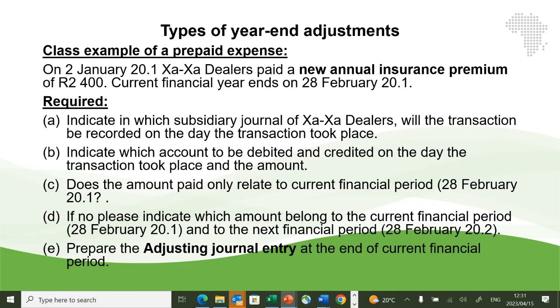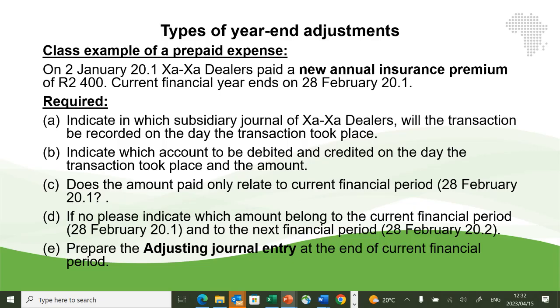Let us just go through this example so that you can see how this prepaid expense works. Here, on the 2nd January 20.1, Bakla Dealers paid a new annual insurance premium of 2,400. They paid it when? On the 2nd January 20.1. They paid what? An annual insurance premium. Annual means a year, it's 12 months. They paid 2,400 for 12 months.